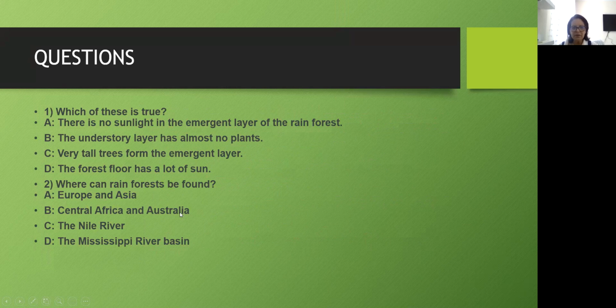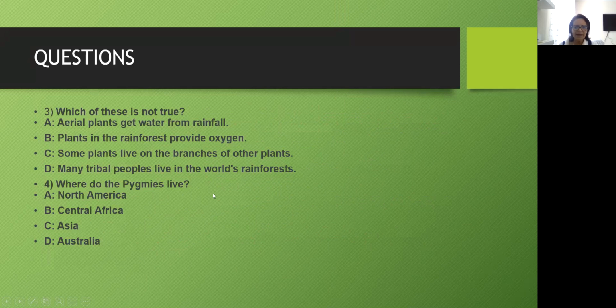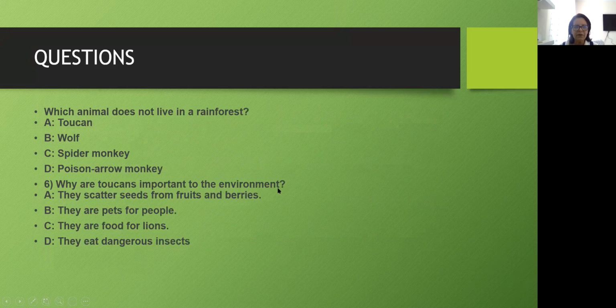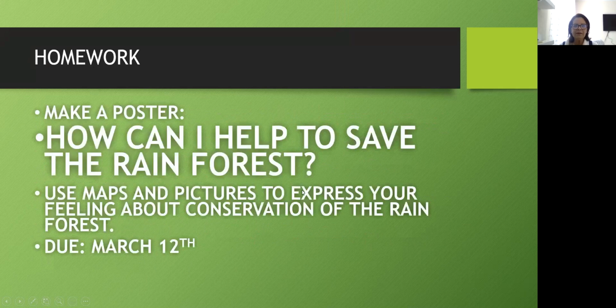There will be 6 questions that the students are going to play with us and find the correct answers for. And this will get you to the final slide, which is homework. Make a poster about how I can help to save the rainforest. We're going to use maps and pictures to express your feelings about conservation of the rainforest. This is due March 12th.